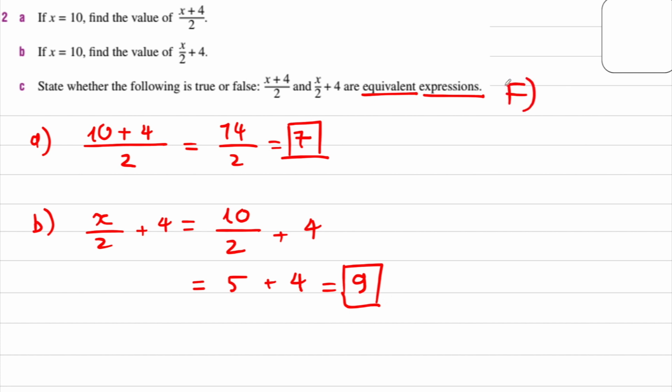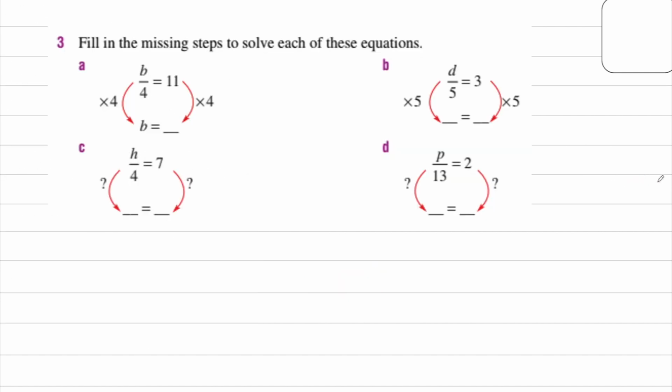This is false. And you can understand that h over 4 divided by 2 is different to h divided by 2 plus 4. Okay. Question 2, we're done. Question 3, fill in the missing steps to solve each of these equations. Multiply 4 for subject B. 11 multiply 4, you got 44.